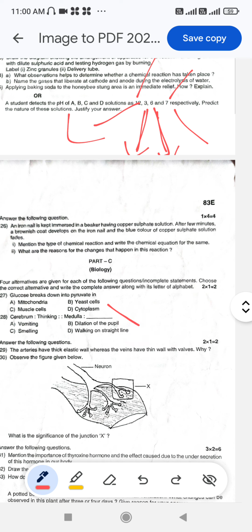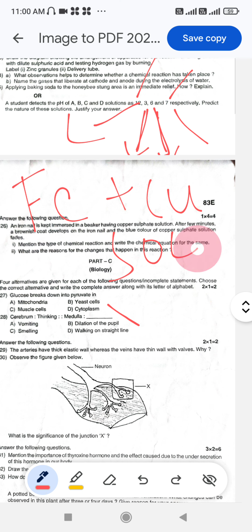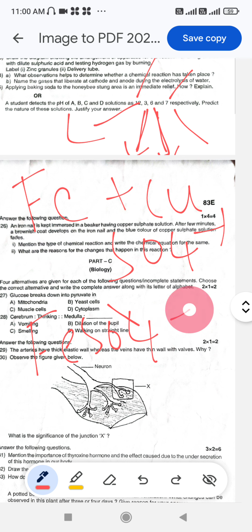Okay, the 26th question: an iron nail is kept immersed in a beaker having copper sulfate solution. After a few minutes, a brownish coat develops on the iron nail and the blue color of the copper sulfate solution fades. Mention the type of chemical reaction and write the chemical equation for the same. What are the reasons for the changes that happen in the reaction? First of all, iron is kept immersed in copper sulfate solution, CuSO4. It will produce iron sulfate plus copper.